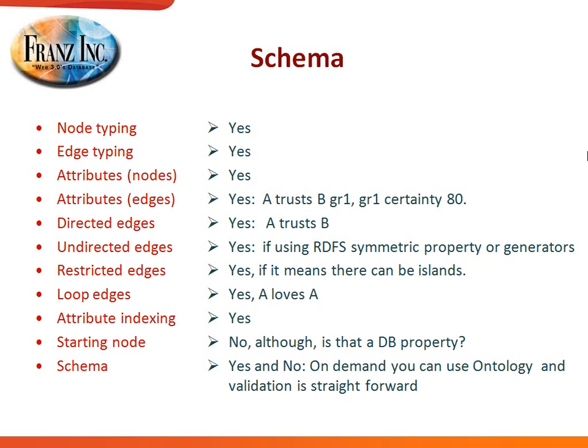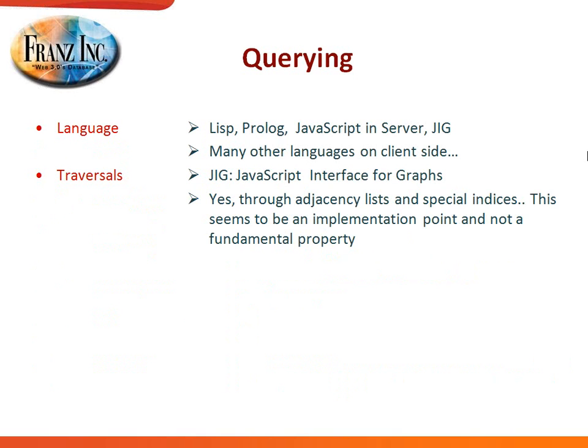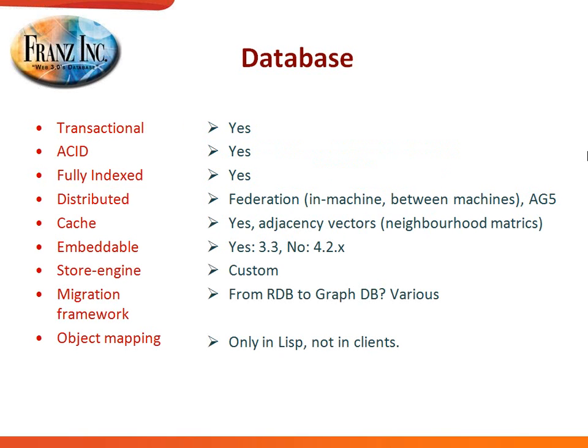Then database stuff. AllegroGraph is a 24/7 database. I'll later talk about a use case where AllegroGraph is used 24/7. It's transactional ACID, fully indexed. It's distributed. We have all kinds of caching techniques. The 3.3 version is embeddable. The 4.2 version is a server version, which is not embeddable.